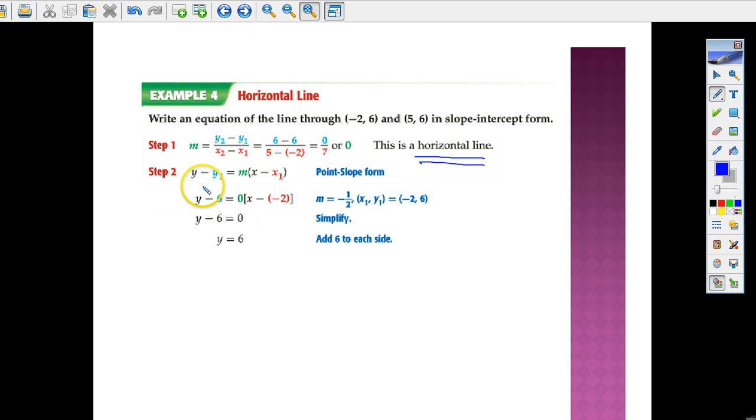Alright, so when you put this in point slope form, your m is 0. You can still pick any point. They used, let's see, which point did they use? Negative 2, 6. So x is negative 2, y is 6. When you simplify this, you have 0 as m, so everything on the right side equals 0, and now you have y equals positive 6. So when you graph this, it's going to look like y equals 6, a straight line going sideways. And there's your graph, your horizontal line.